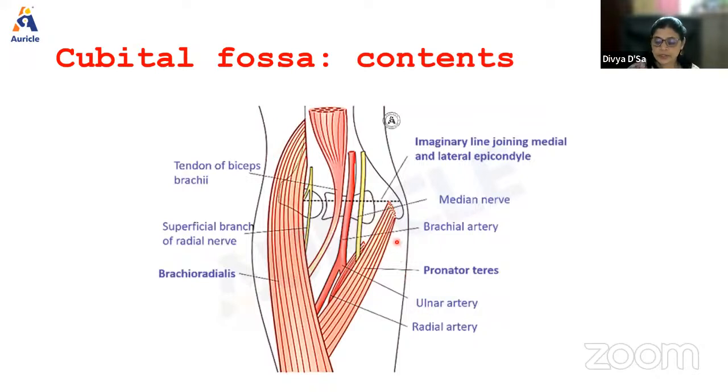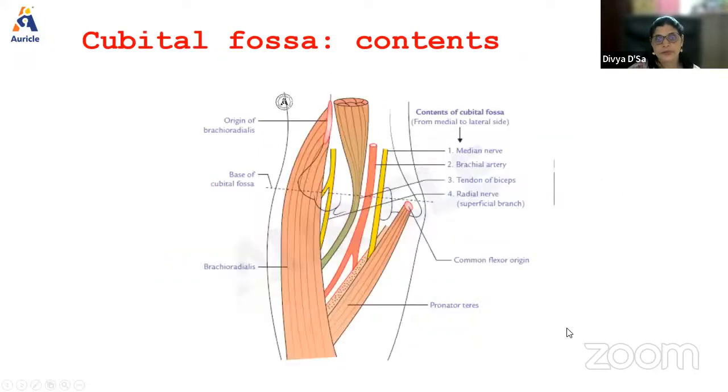Contents. From medial to lateral, the common mnemonic here is MBBS. M is for median nerve, B is for brachial artery, the next B is for the bicipital tendon, that is the tendon of biceps brachii, and S is for the superficial branch of radial nerve.